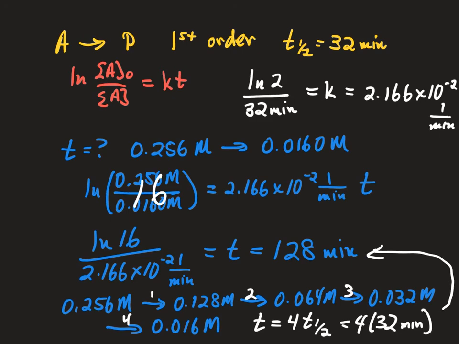So we didn't have to go through the integrated rate equation if we realized that our concentration was 1/16 of our initial concentration, which counts as 4 half-lives. We could have worked it that way.